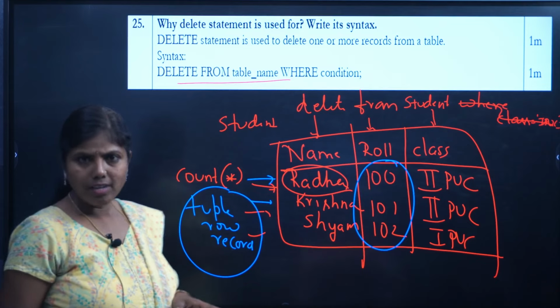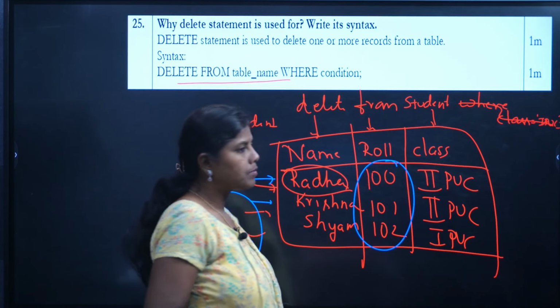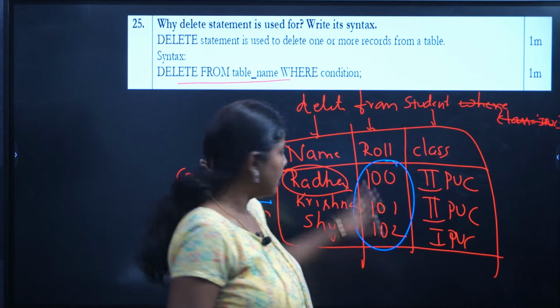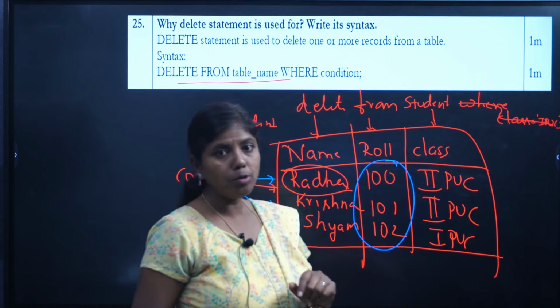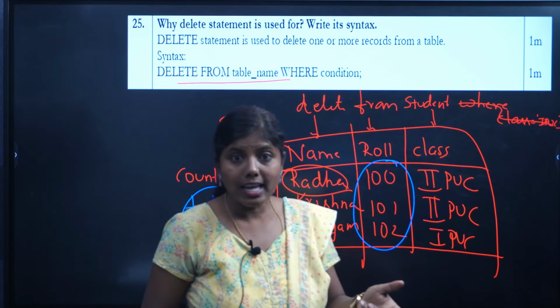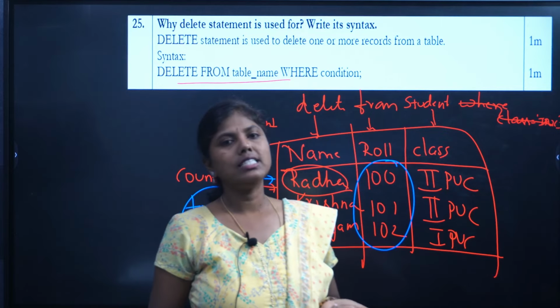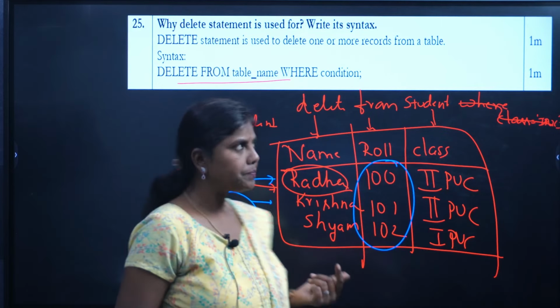And after that we have a degree. What is degree? Total number of attributes. How many attributes are there? 1, 2, 3. 3 attributes. Degree of this table is 3. What is cardinality? Number of tuples. How many tuples? 3 tuples. That itself is the cardinality.